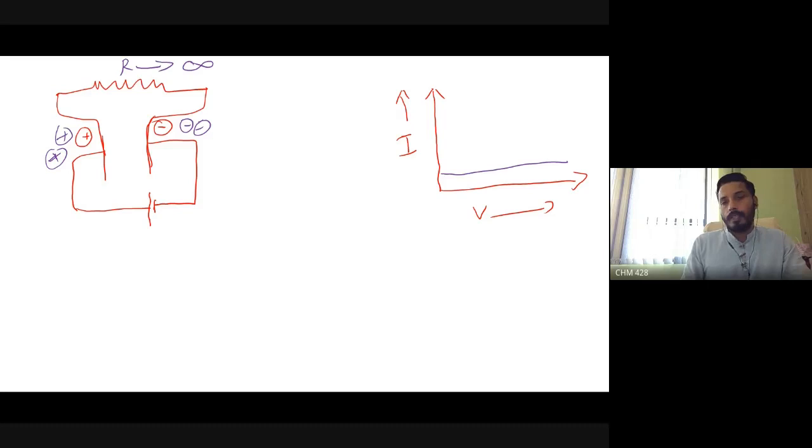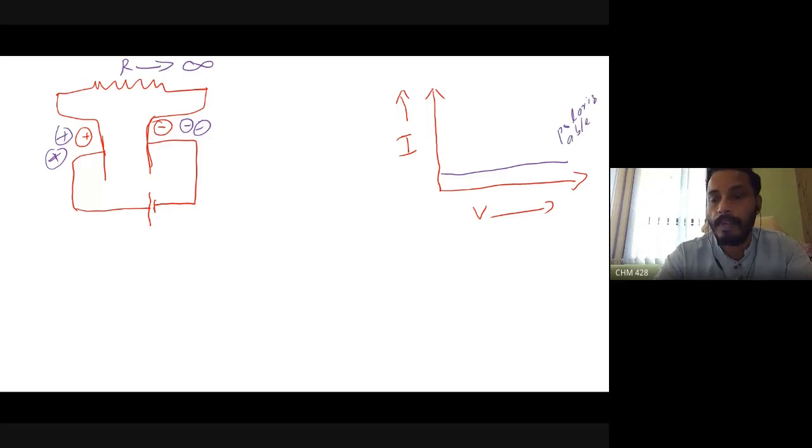And this interface, where the voltage is changing without a current flow, is called a polarizable interface. That happens when the resistance value is very, very high.